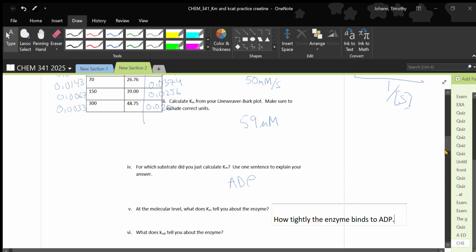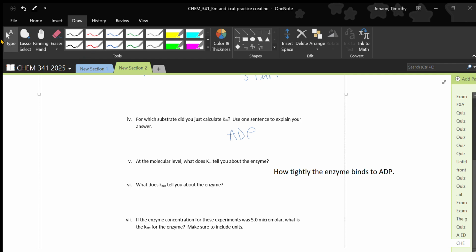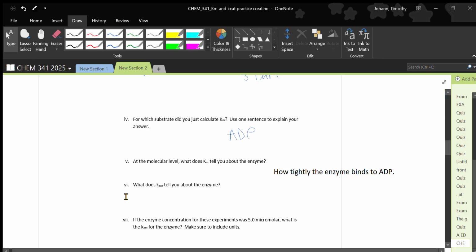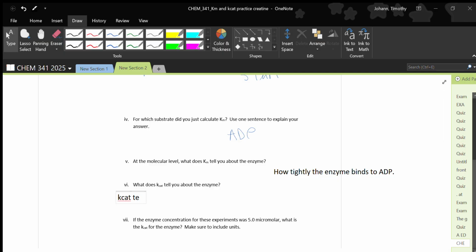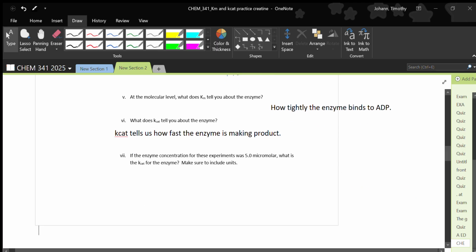What does Kcat tell me about the enzyme? How fast does it go? How fast it goes. And actually Kcat is the turnover number. It's the special number we want to talk about. Kcat tells us how fast the enzyme is making product. Okay, but I want to be even more specific than that. We haven't even calculated Kcat yet.